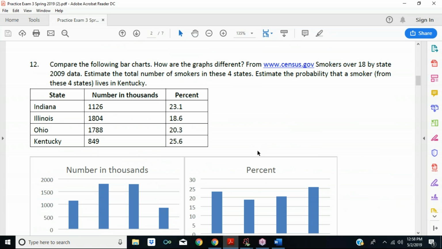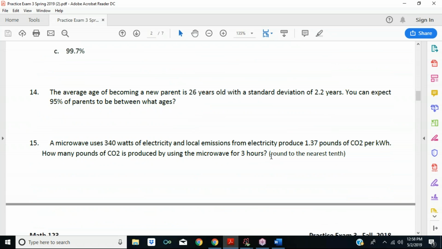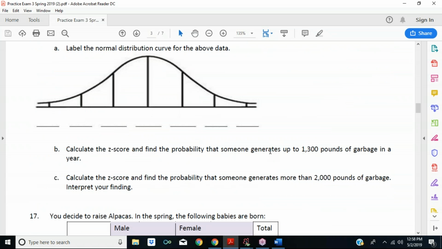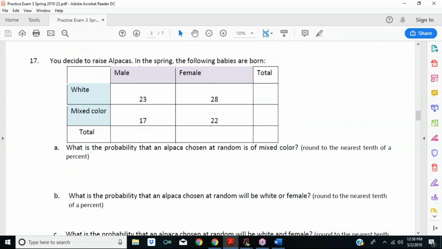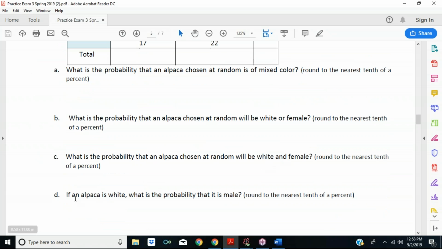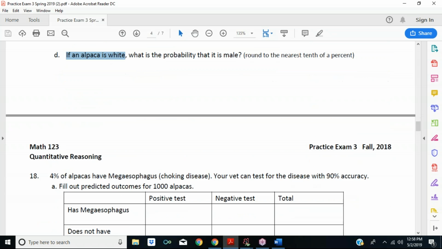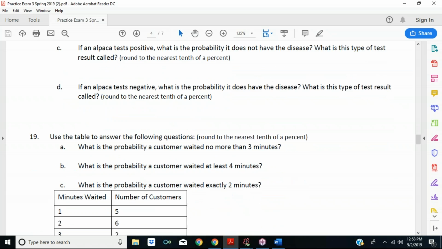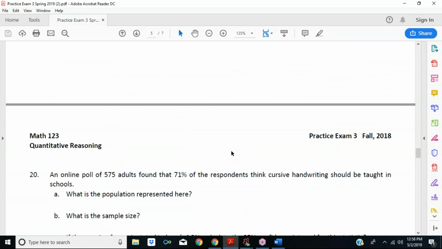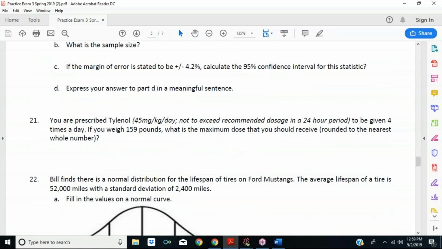All right, so I gotta watch my time here. We have about 2 minutes left of recording time. So remember z-scores. So doing these tables to find your probabilities, watch out for the word if. Remember those conditional probabilities, like if the alpaca is white, that denotes the denominator, remember. And then megaesophagus, this choking disease that alpacas have. This is what we did last week with the false positives and false negatives. The customer wait times, we did that. That's what we did today.